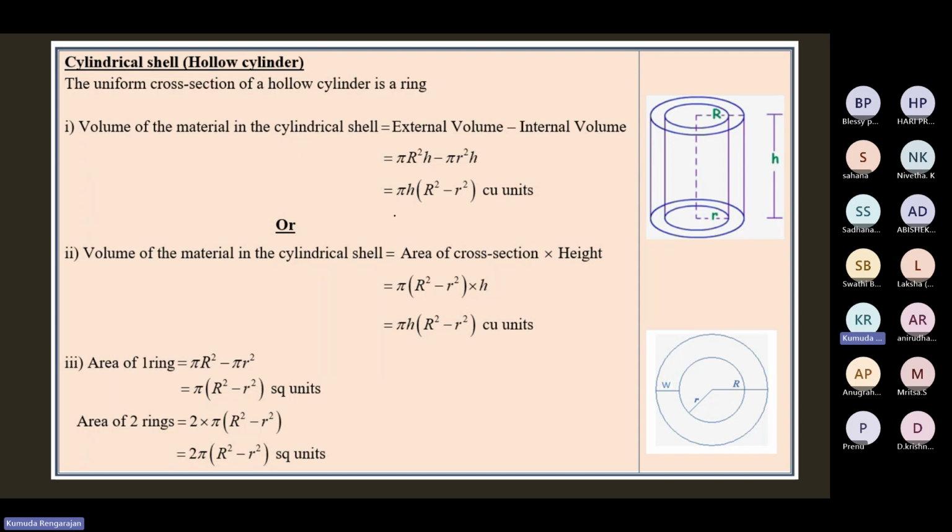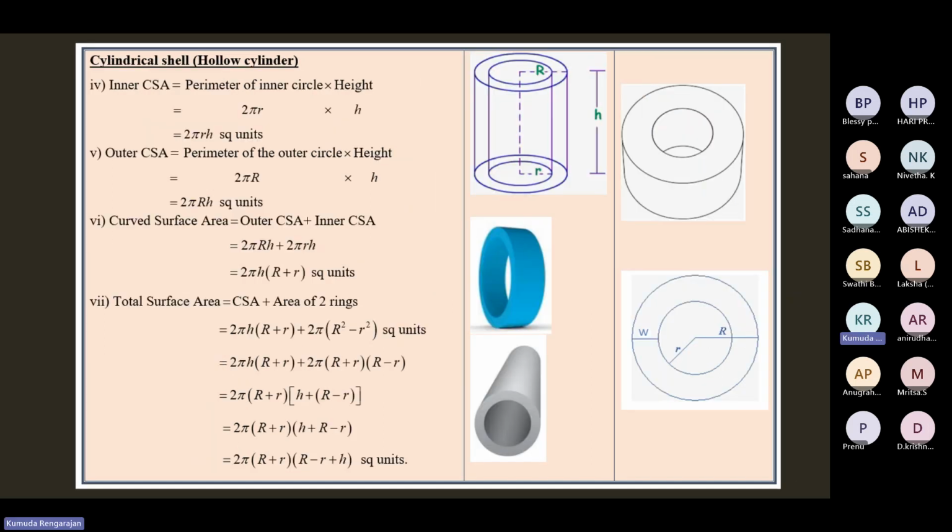So the formula to find the volume is pi h into capital R square minus small r square. And to find the area, you can find all this separately. You can find 2 pi r h, 2 pi R h separately, then find the area of one ring, pi R square minus r square, multiply that by 2, and then add all these answers. This answer plus this answer plus this one will give you the total surface area of this pipe or tube.